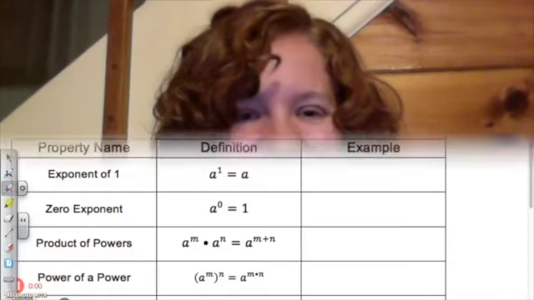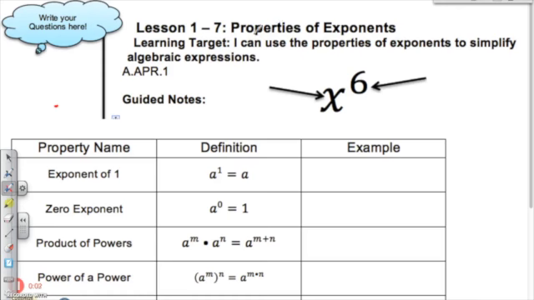Thanks. So in lesson 1.7, as I said before, we're going to be talking about properties of exponents. Our learning target for this lesson is that I can use properties of exponents to simplify algebraic expressions. So we've translated expressions, we've evaluated, and now we're going to start simplifying them. So taking more complicated expressions, kind of boiling them down to their simplest form.